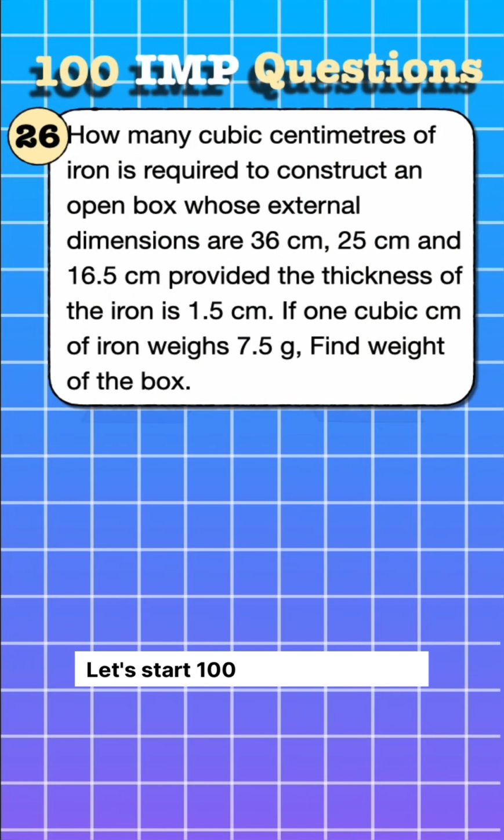Let's start 100 question series. Question number 26. How many cubic centimeters of iron is required to construct an open box whose external dimensions are 36 cm, 25 cm and 16.5 cm, provided the thickness of the iron is 1.5 cm. If 1 cubic centimeter of iron is 7.5 grams, then what is the weight of the box?